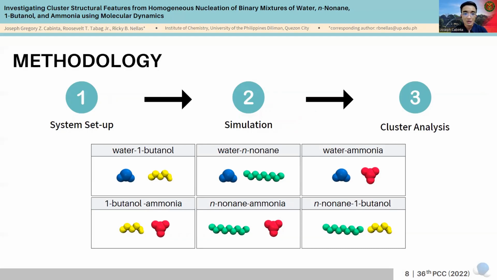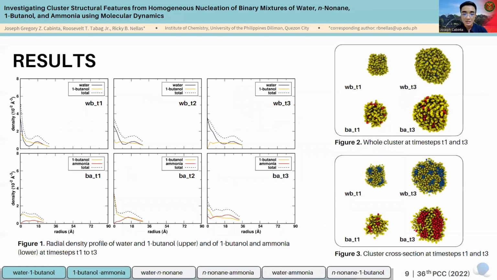In the radial density profile of water and butanol clusters, both nucleating species are observed across the entirety of the clusters. This signifies the absence of phase separation between water and butanol, despite having a macroscopic miscibility gap. Another observation is the butanol enrichment at the cluster surface, while water concentration is higher at the interior. Cluster snapshots verify that the surface is dominated by butanol. These results are also similar to those of the butanol ammonia system.